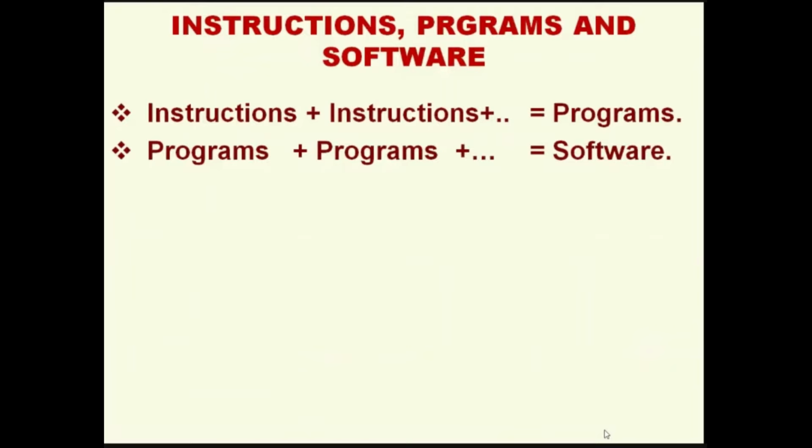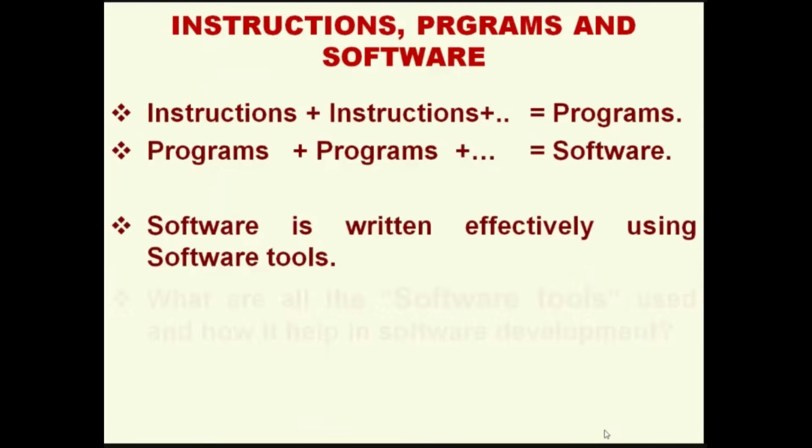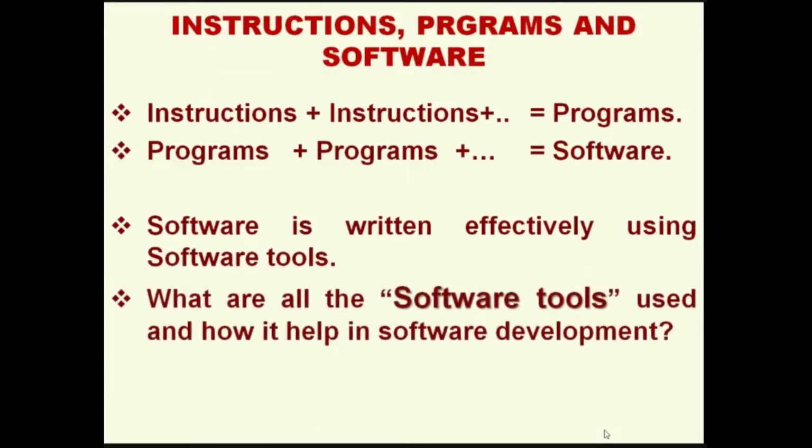The software is developed with the help of software tools, and we are interested to know what are all the software tools which are used and how they help in software development. The first software tool is an editor. What is the editor tool? Control C, Control V. It is copy paste. So all the copy paste operations happening just like that on the screen are just because of the presence of the editor tool.